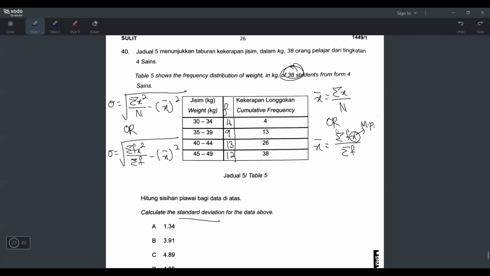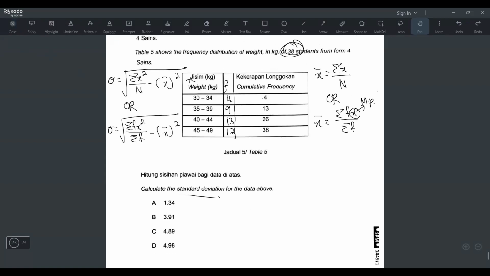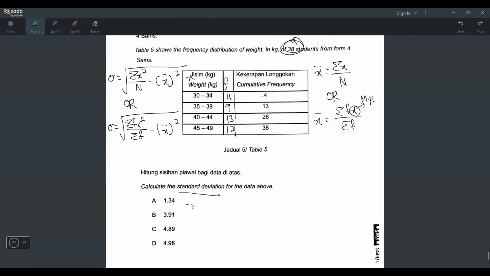Sebab kalau group data, dia punya x akan jadi kelas. And then kita kena, okay, sebab kalau dia kelas, we have to choose one number to represent. Kita kena pilih satu number untuk wakil kelas ni. And nombor yang kita pilih is the midpoint, right? So now we can start to find our standard deviation. Tapi first kena cari mean dulu lah.